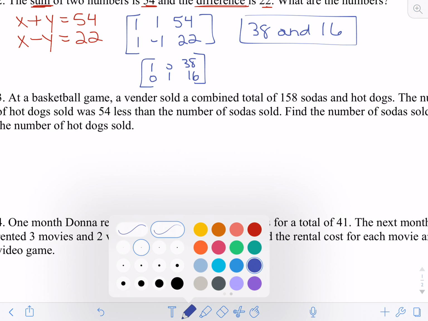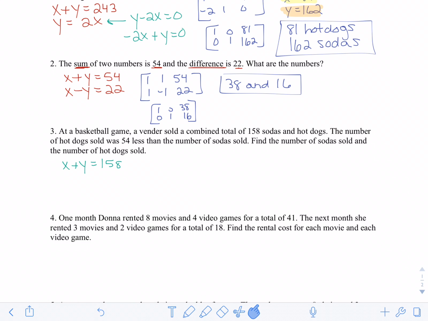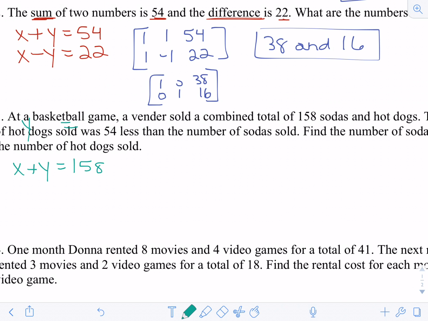All right, number 3. At a basketball game, a vendor sold a combined total of 158 sodas and hot dogs. So again, you have a total: so many sodas, so many hot dogs. When you add those up, it gives you 158. Then it says the number of hot dogs sold. So I'm going to call that Y. So Y is equal to, there's your "was," 54 less than the number of sodas. Now remember, when you have that phrase "less than," we have to flip-flop this. I don't know how many sodas there are, so that's X minus 54. So I have Y equals X minus 54.